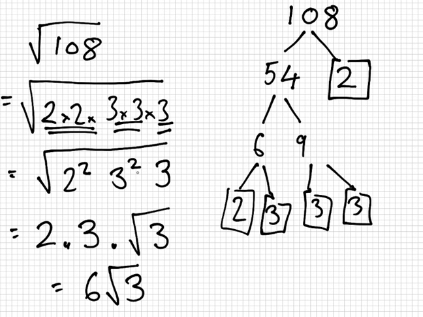Why isn't the other 3 in the square? Why does this stay separate to this? What you're doing is you're grouping them together to make squares, so that you can see what cancels clearly.